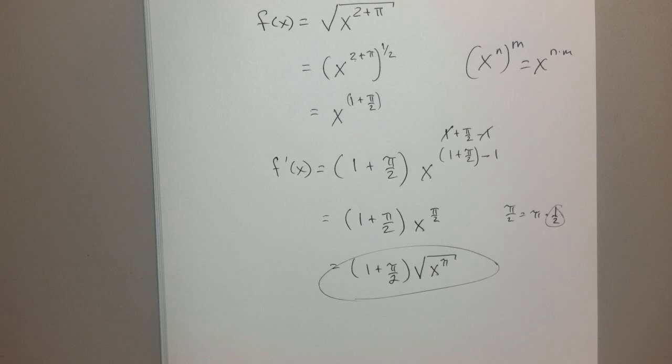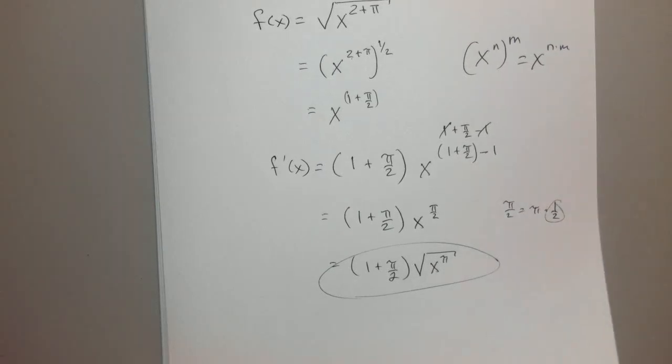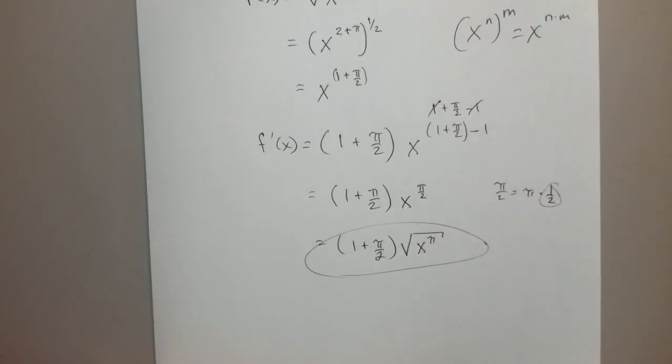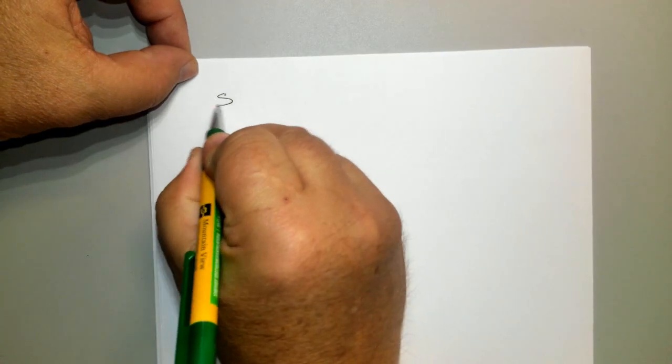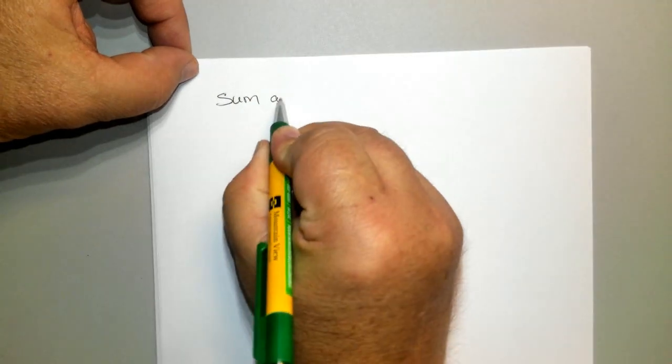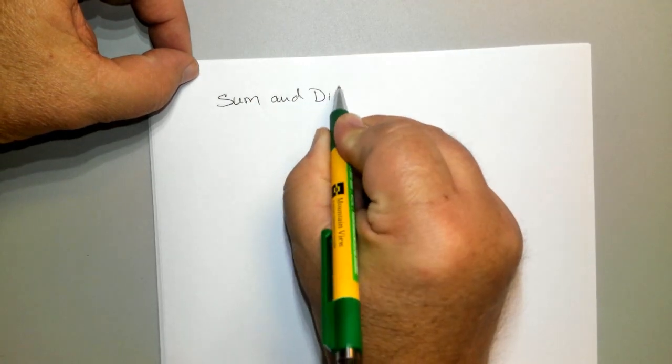Again, as I said, the hardest part of this course is going to be remembering all the algebra and the trig rules. The calculus part just starts it. The rest is algebra. Any questions so far? Let's move on to what's called the sum and difference rule.